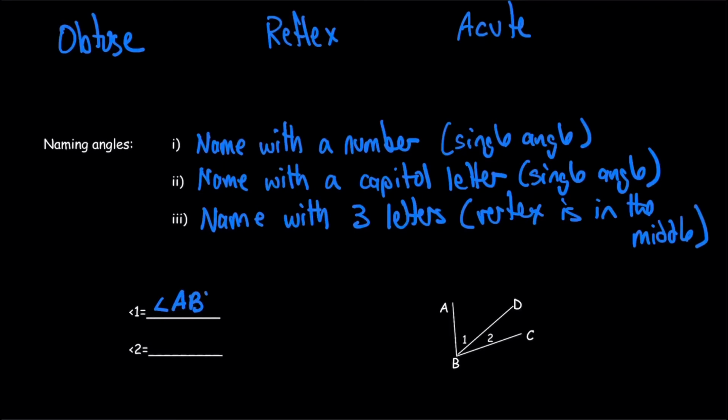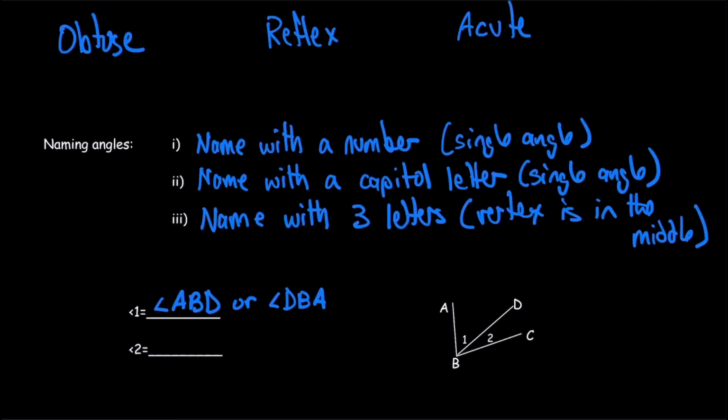A, B, D. Now some of you might say, well, couldn't I have gone the other direction? Absolutely. You could start here and go D, B, A. Angle D, B, A. Those represent the same.